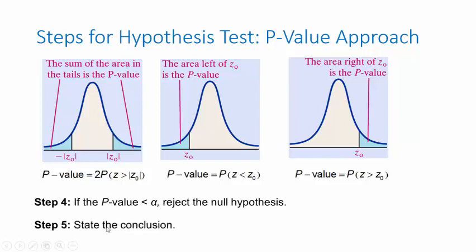The next step is to state the conclusion. If the p-value is less than alpha and we decide to reject the null hypothesis, it means there is enough evidence to support the alternative hypothesis. If we do not reject the null hypothesis, we say there is not enough evidence to support the alternative hypothesis. Remember, we would never reject the alternative hypothesis. We would only say that there is enough evidence to support, or not enough evidence to support, the alternative hypothesis.